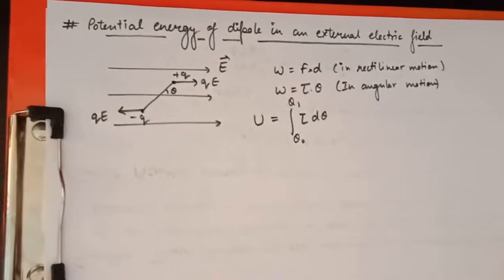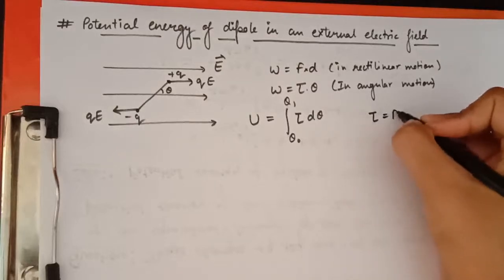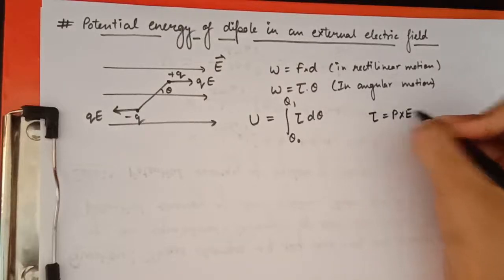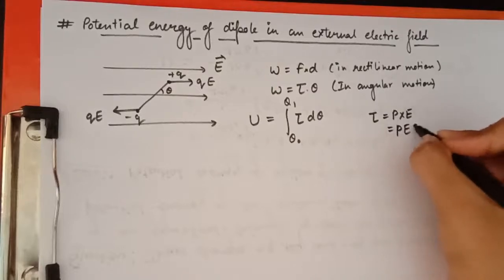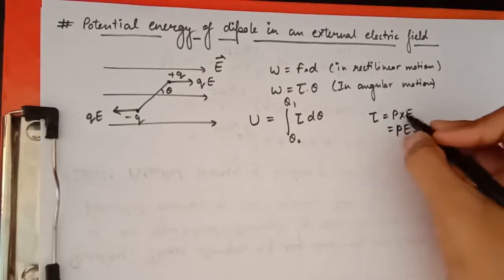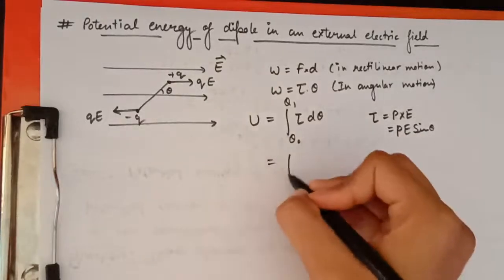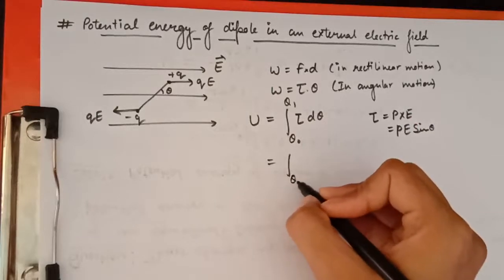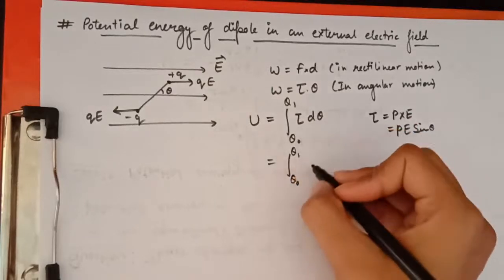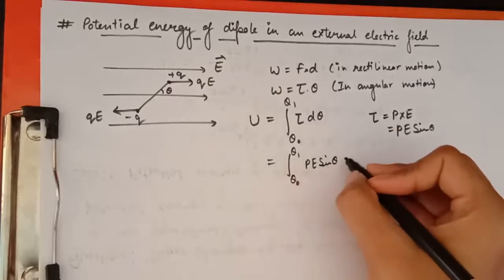From the previous chapter, we have already studied torque is equal to P cross E, or it is equal to PE sin theta. As you know, A cross B is equal to AB sin theta. So we will put PE sin theta in the place of tau. The limit is from theta naught to theta 1. It is PE sin theta d theta.